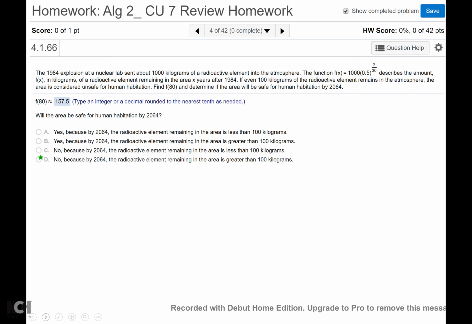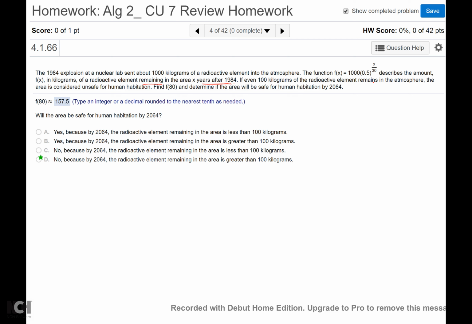Alright, it says the 1984 explosion at the nuclear lab sent out 1,000 kilograms of a radioactive element into the atmosphere. The function f of x equals 1,000 times 0.5 to the x over 30 describes the amount f of x in kilograms of a radioactive element remaining in the area x years after 1984. If even 100 kilograms of the radioactive element remains in the atmosphere, the area is considered unsafe for human habitation. Find f of 80 and determine if the area will be safe for human habitation by 2064.